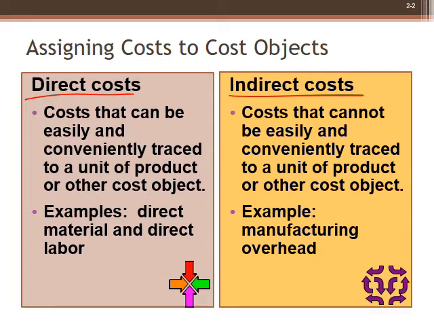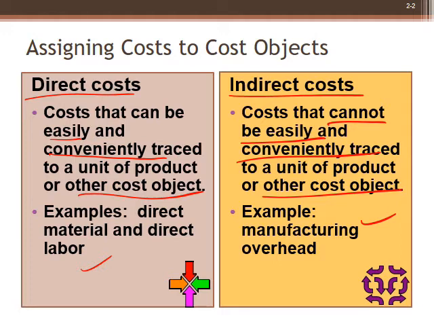Direct cost can be easily and conveniently traced to a unit of product or other cost object. We call this direct cost. Examples include direct material and direct labor. Indirect cost cannot be easily or conveniently traced to a unit of product or other cost object.